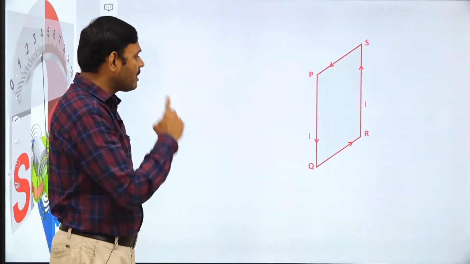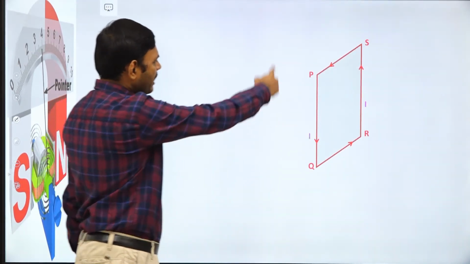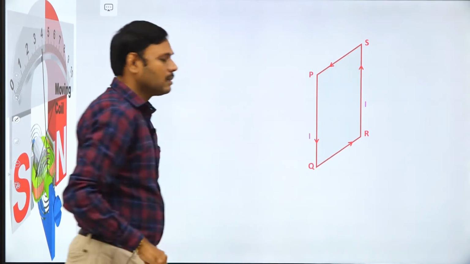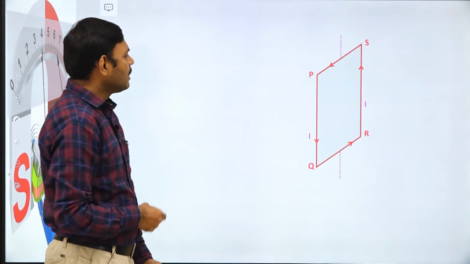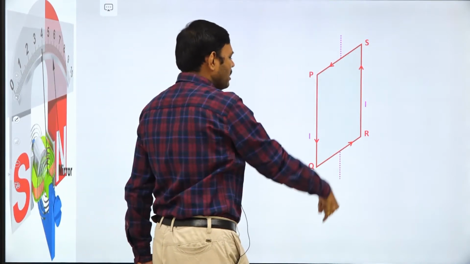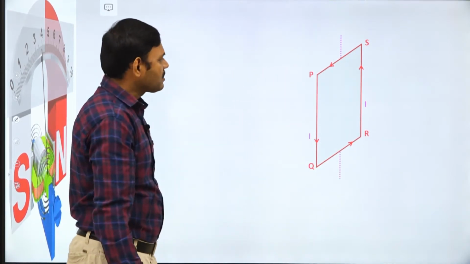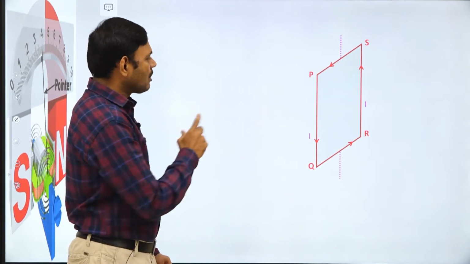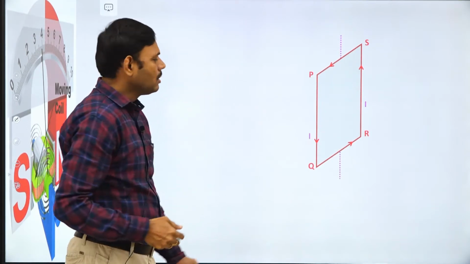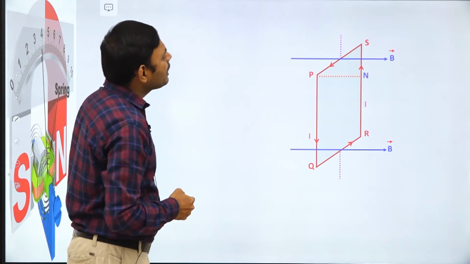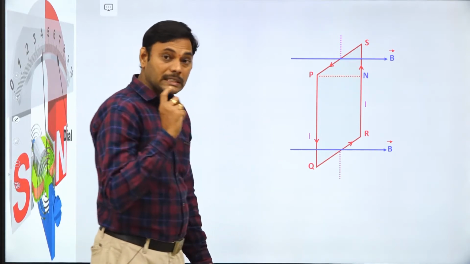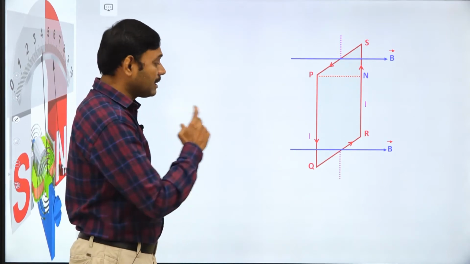Now comes the derivation of torque. Once again, I consider the same rectangular coil PQRS carrying current I, and this rose color line indicates the axis of rotation around which the coil is pivoted and rotates. And here this is the uniform magnetic field. Next we have to find the torque acting on the current carrying coil, that is our aim.